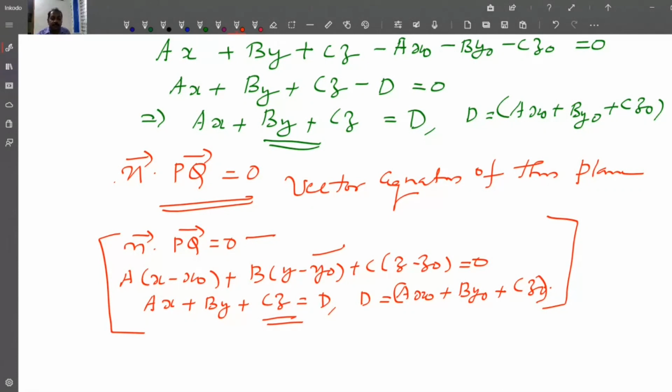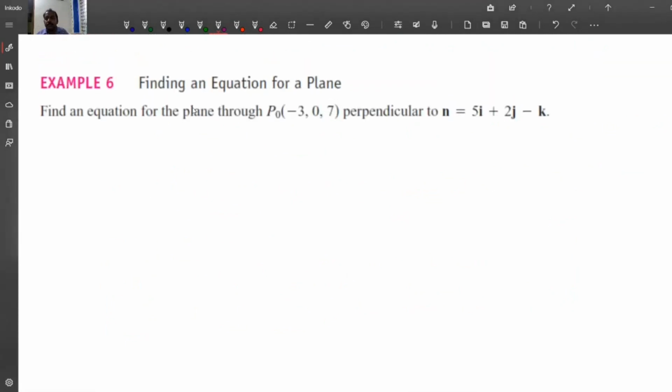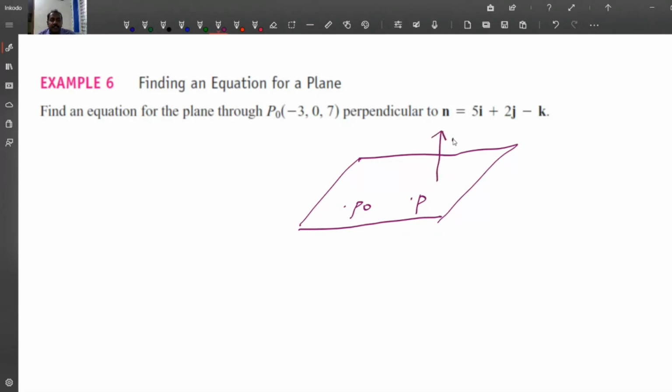Now we do a problem. Now we consider the problem. You have to find an equation of the plane through p naught, which is minus 3, 0, 7. So you consider this. You have a plane, and you have p naught on the plane. So you consider another general point p, x, y, z, and this vector n is perpendicular to this. This is the given situation.